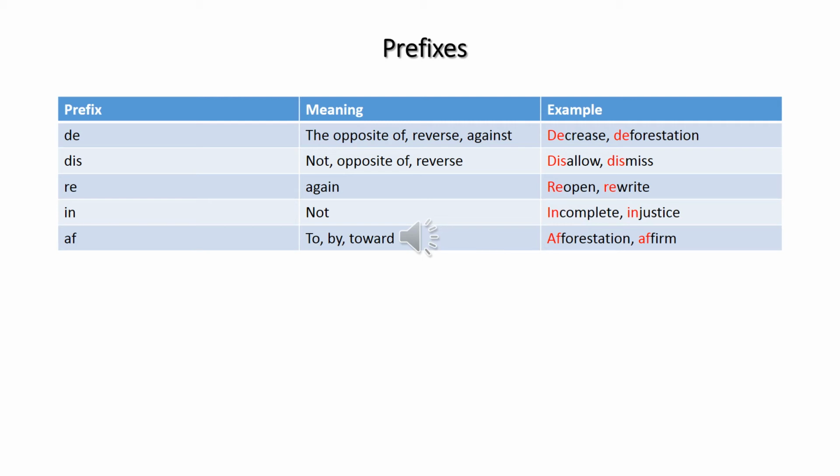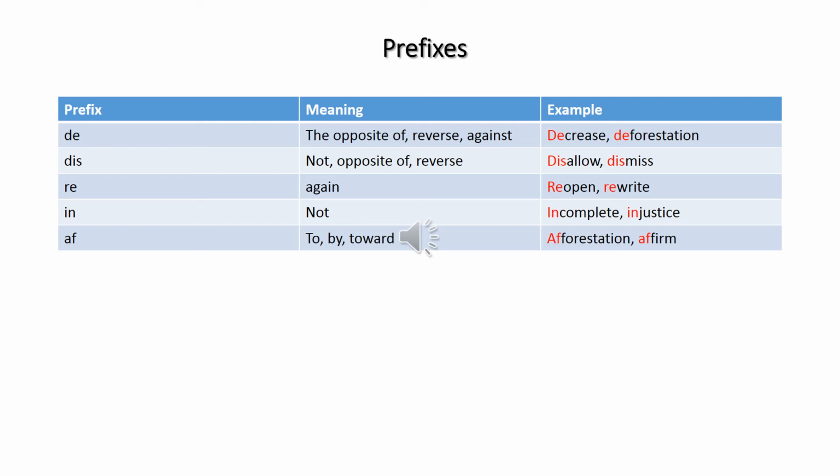The second prefix is dis and means not, or opposite of, or reverse. Examples: disallow and dismiss. Allow is a word and it has its own meaning. It means to give someone permission to do something. Disallow is another word with another meaning. Disallow means reject or refuse. Dismiss is the same. It means reject or refuse.